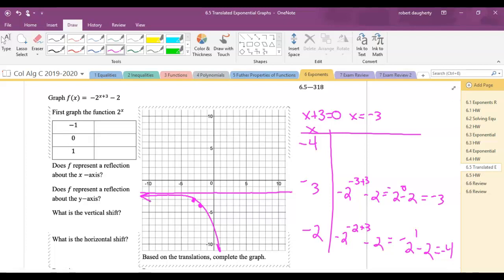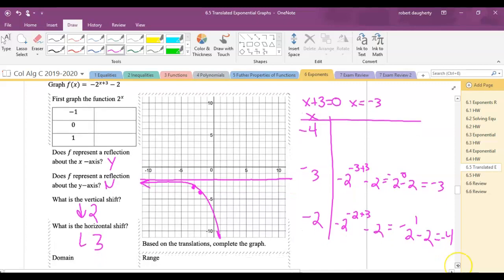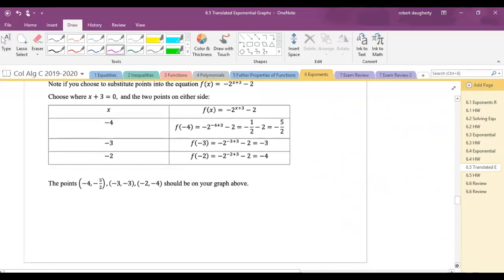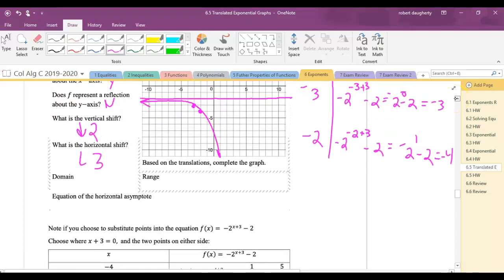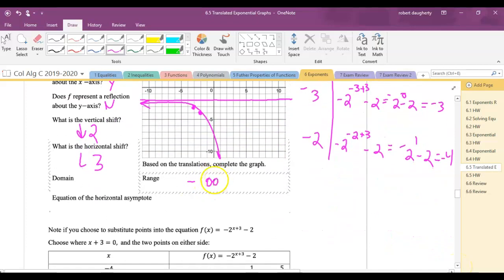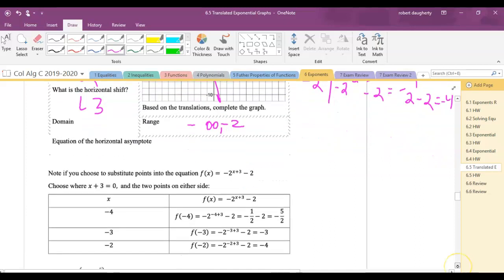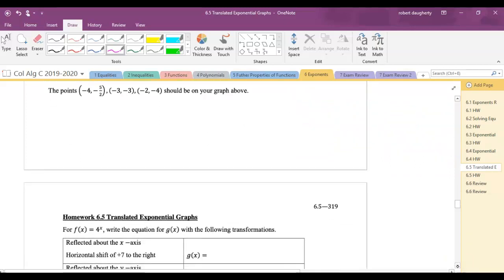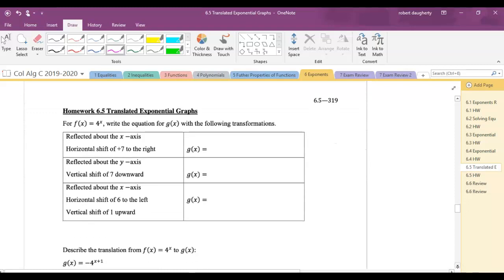If I look at the original, has this been reflected about the x-axis? Yes. What about the y-axis? No. Okay. Did it move vertically? Yeah, it went down 2. Did it move horizontally? Left 3. Okay. And we got another one here. The range of this, guys, what is the range on this one? Negative infinity to negative 2. Okay. And then what you see here was just me, the points that I picked. It's just walking through that, and then that takes you into the homework.